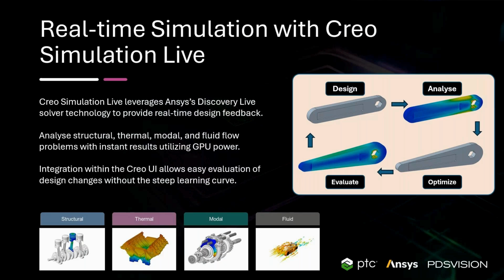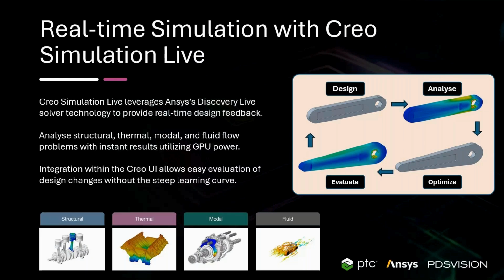Simulation Live allows you to set up a number of different types of simulation, as you can see at the bottom of the page here. With a basic license, you'll get access to structural, thermal, modal, and even thermal structural coupled simulations. The Simulation Live Advanced license also allows you to access fluid flow simulations, allowing design engineers to quickly evaluate designs for a whole host of different applications in physics.